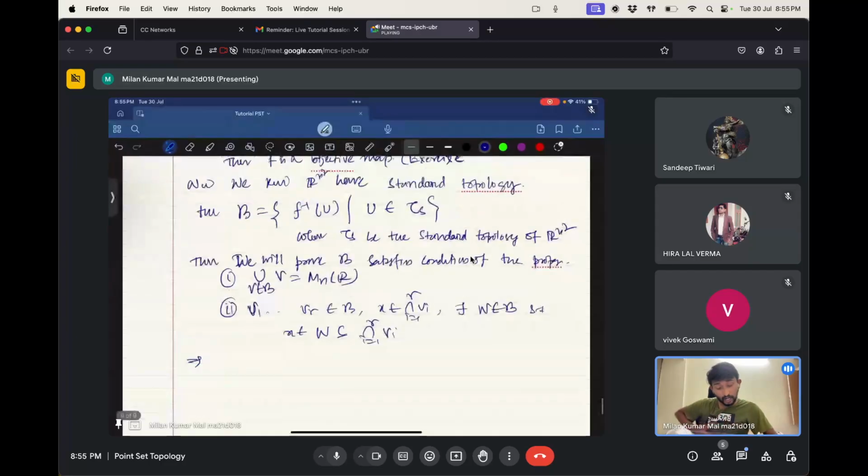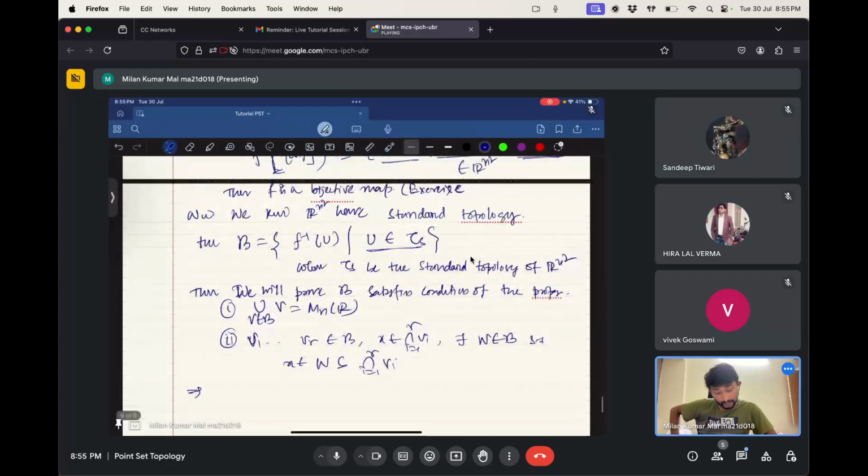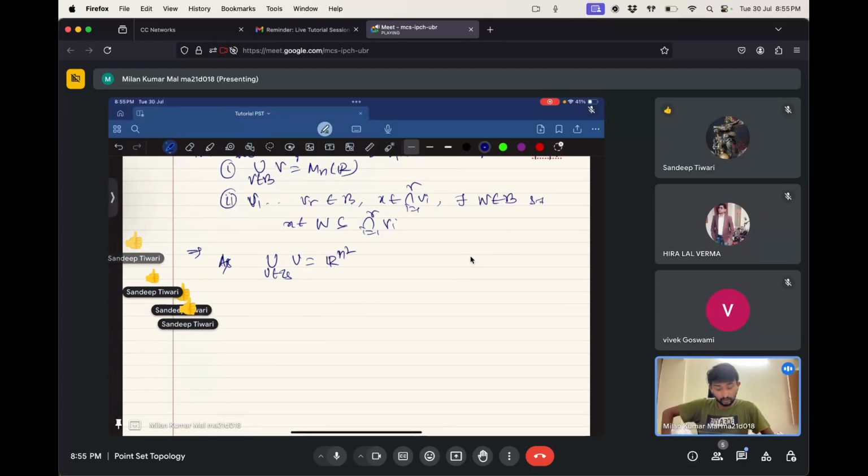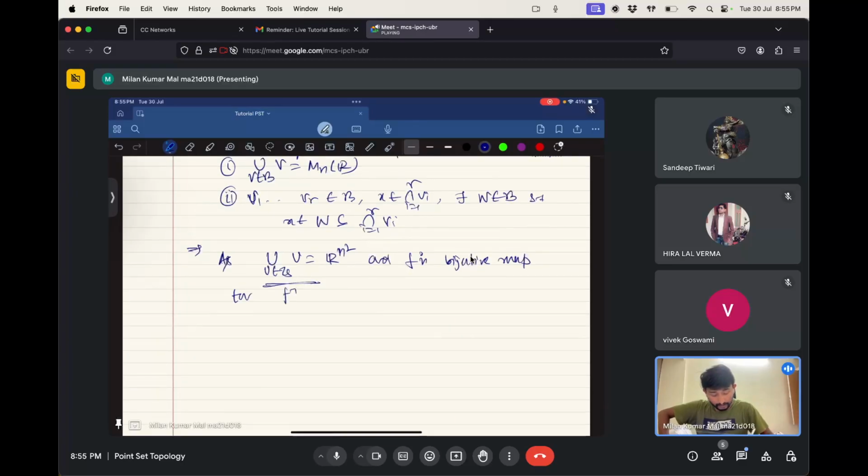First condition: look at the inverse of every element. This is bijective, right? As the union of all U belonging to tau S is equal to R to the power n square, this is the full space, and F is a bijective map, then F inverse. I just want to take the union of all this: the union of all U belonging to tau S of F inverse of U. That means the union of F inverse of U, which is the same thing as the union of A belonging to B, of A. Okay, this should be MnR.